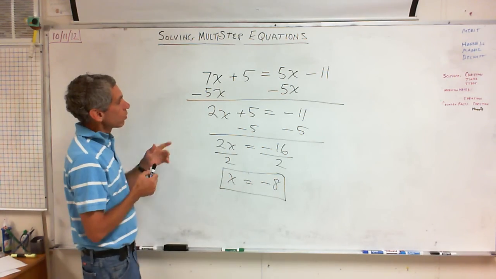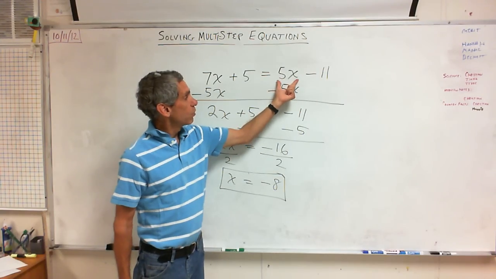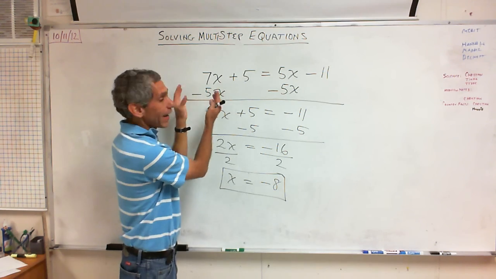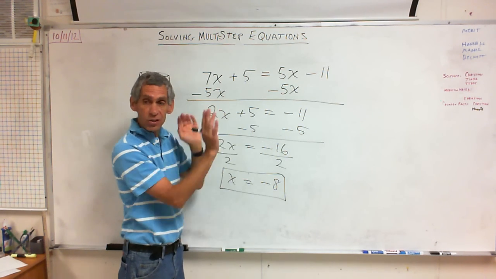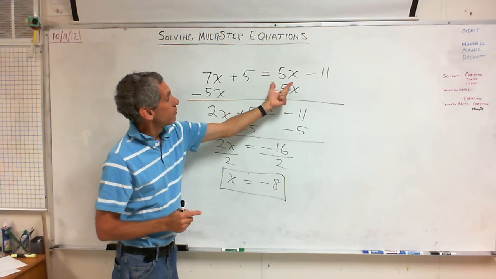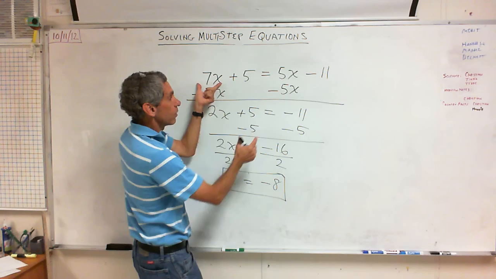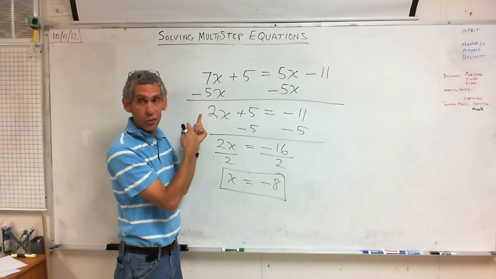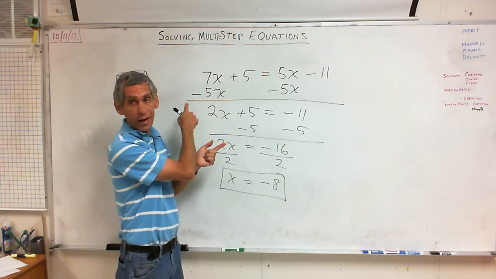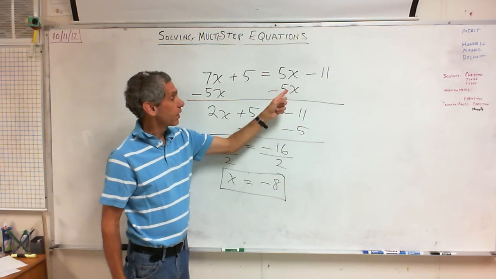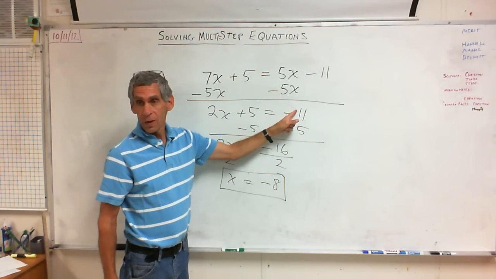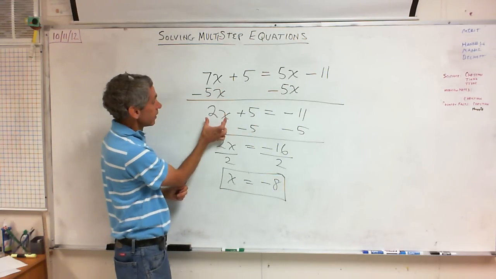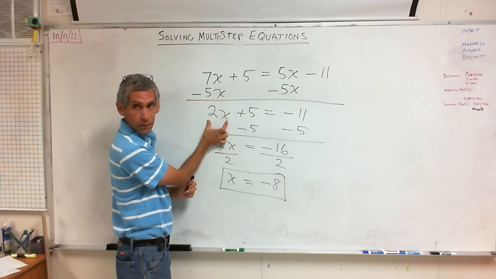Okay, so the first thing you do is you move the x's over to the other side, because I want to have all my x's on either the left side or the right side, just one of the two sides. I notice there's 7x's here, there's 5x's here, 5 is smaller. It doesn't really matter which one I move, but if I subtract 7x's from both sides, I'm going to have a negative 2x here. And that's okay. I subtracted 5x from this side and from this side, and that gave me 2x's left over.